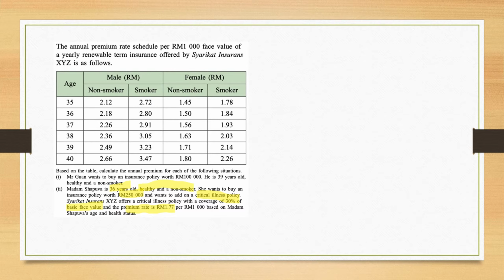Now, first thing first, as per usual, is finding the premium rate. So it says here, 36-year-old, healthy, non-smoker, female. There you go, 1.50 right here, alright? So next, premium rate equals 1 ringgit 50, okay? So next will be the total coverage. Before calculating the annual premium, we need to calculate the coverage for the critical illness policy first. So let's do that.